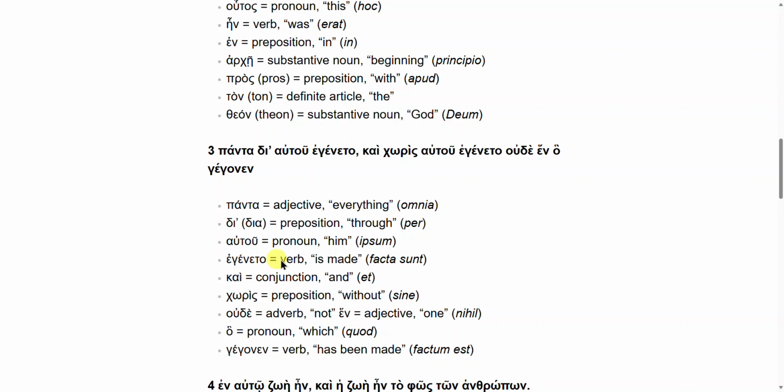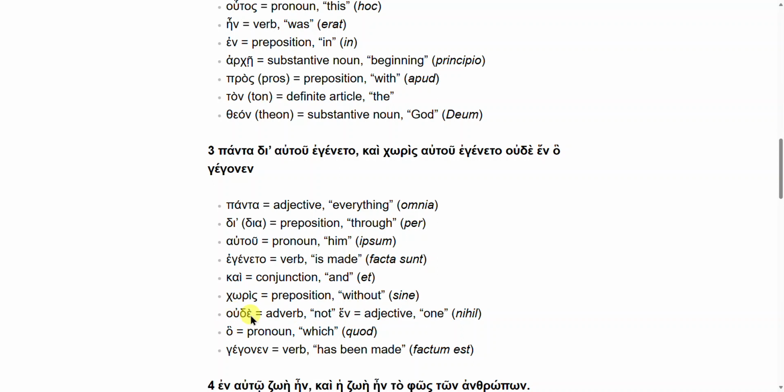Egeneto, second time we've seen that, is made. Then we've got a tricky little phrase here. In Latin, we have the word nihil. We have one word, nihil. Nihil is used to translate two Greek words here. You can see I put them on the same line.